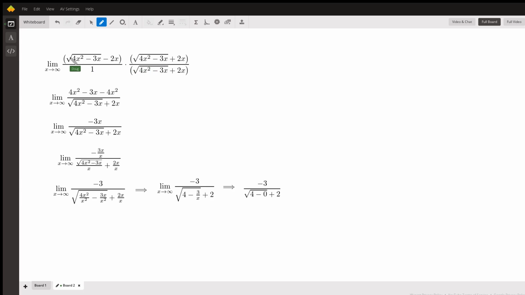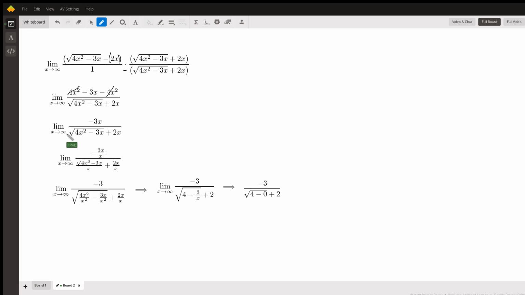A minus b times a plus b is a squared minus b squared. So this first term, a squared, gives us what's under the radical, 4x squared minus 3x, and minus this b squared gives us minus 4x squared. These cancel out, and we've got minus 3x in the numerator now. And in the denominator, we just have this conjugate because we multiplied it times 1.